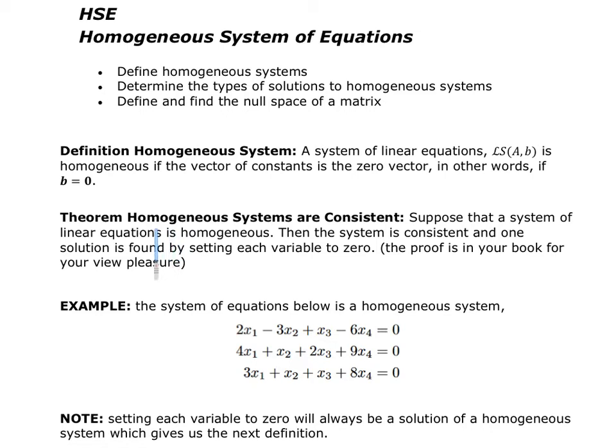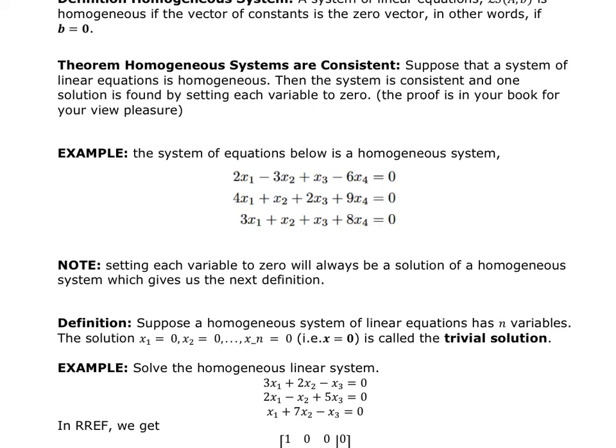Now, the theorem that we get for homogeneous systems is that they are going to be consistent, and we're going to have two possible outcomes for the solution. And we'll talk about those in a minute. But if you see a homogeneous system of equations, it is consistent. So you see that and you're like, woo, I'm going to get an answer. Okay. So if we set every single variable to zero, it will always be a solution of the homogeneous system. And what we call that is the trivial solution.